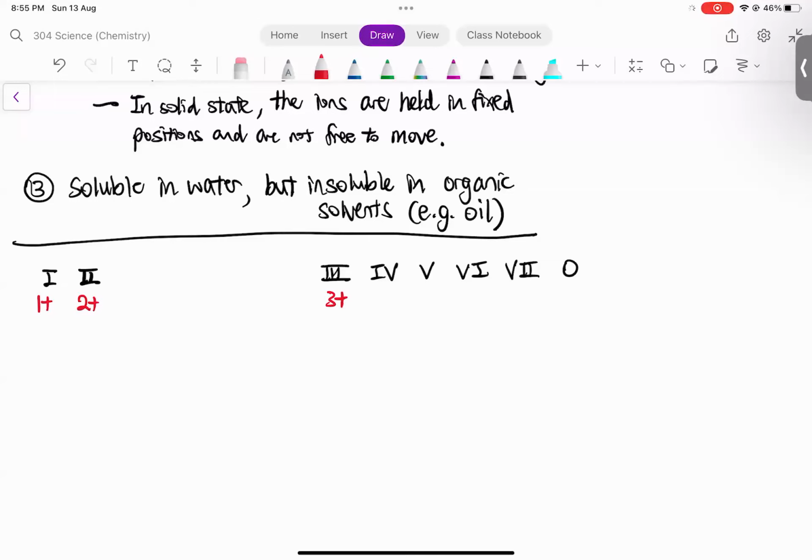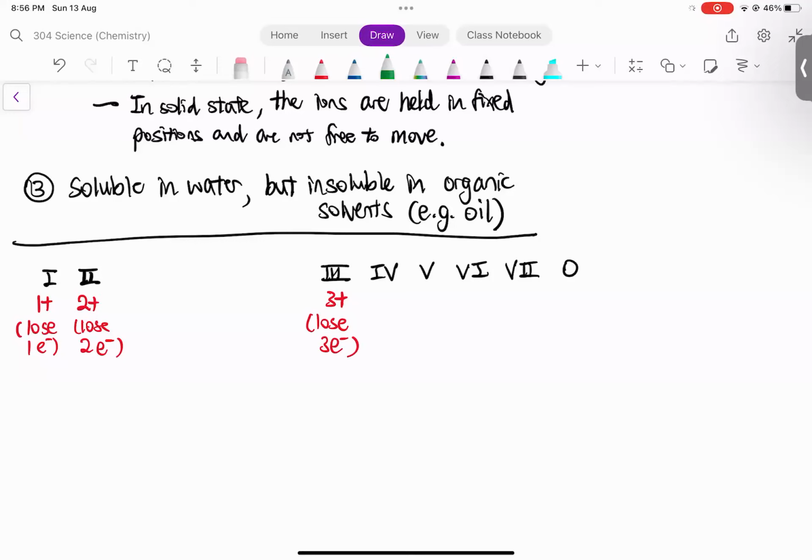Group 1 will form 1 plus, group 2, 2 plus, group 3, 3 plus. Why? Group 1 loses 1 valence electron. Group 2 always loses 2 valence electrons. Finally, group 3 loses 3 valence electrons. So that's group 1, group 2, group 3. This is what you write under the group number, so that it reminds you that every single element in this group should form an ion with this charge. Every single element should lose this number of valence electrons.